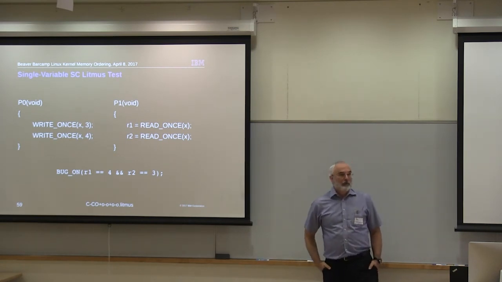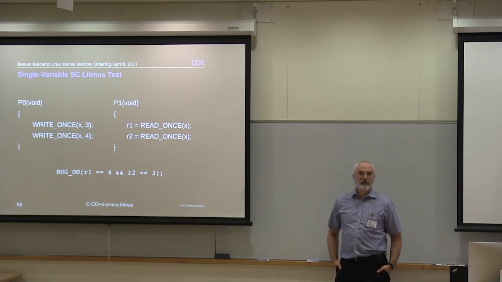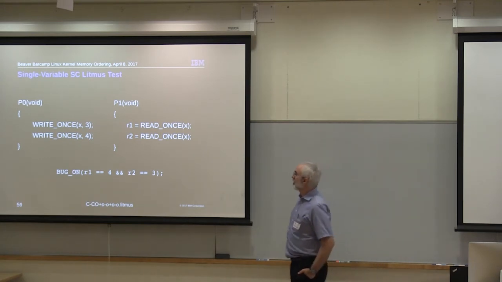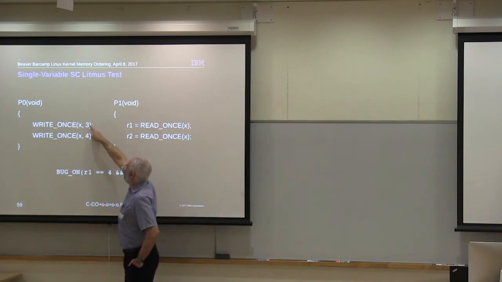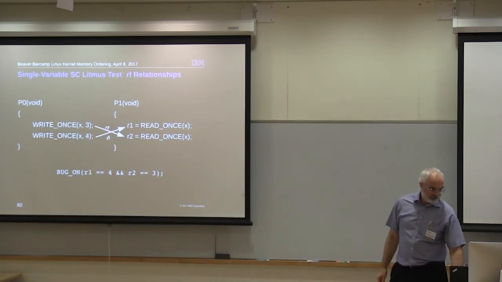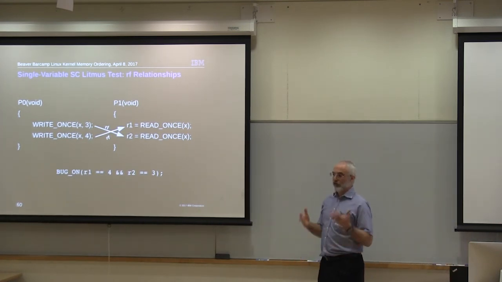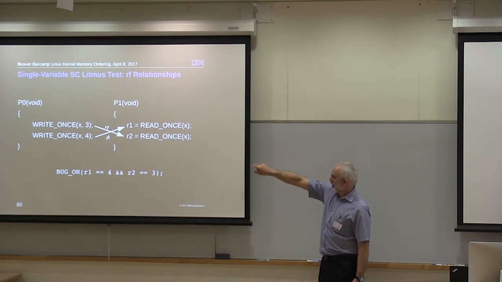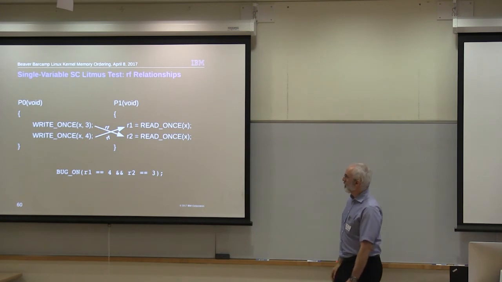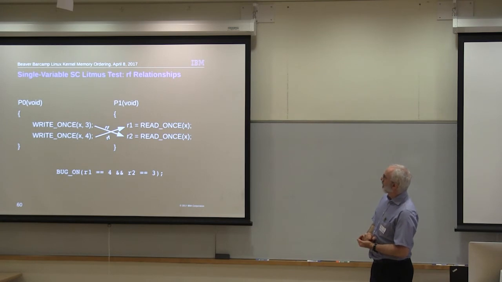So can somebody tell me where the reads from links go? Which writes pair with which of the reads? The first write with the second read and vice versa? Very good. There's an RF from the first write to the second read. There's an RF from the second write to the first read. And let's draw them in. Like that. Okay, there's your RF links. So the RF set has two relations in it. One relation has the first write and the second read, the other relation has the second write and the first read.